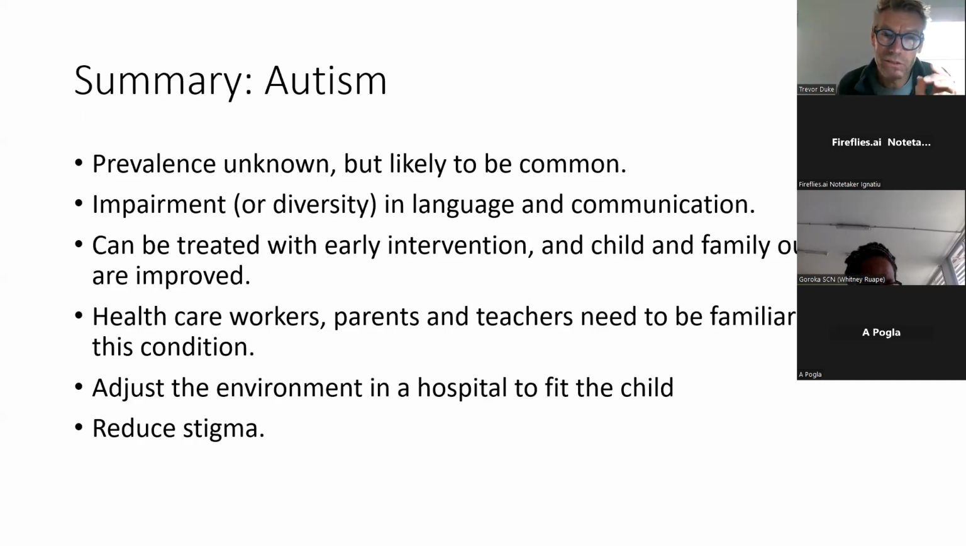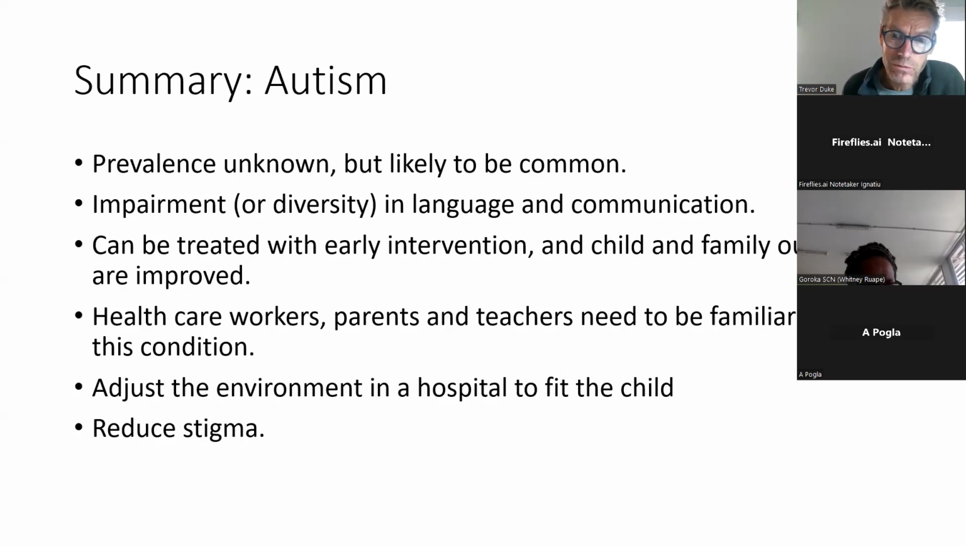In summary, the prevalence is unknown, but likely to be quite common, somewhere between 0.1 and 1%, and even up to, as I said, 3% in some urban areas where the environment may be different in ways that make autism more common. It is an impairment or a diversity in language and communication. Usually other functions are not so affected. And it can be treated with early intervention, particularly with parent programs for skills training, social skills, communication skills and motor skills. The outcome for children who receive early intervention is much improved.